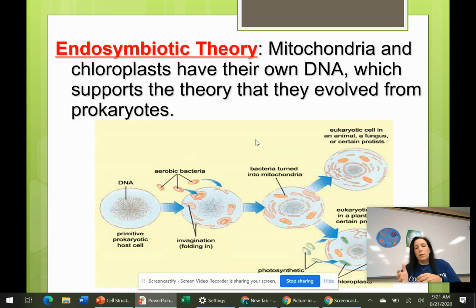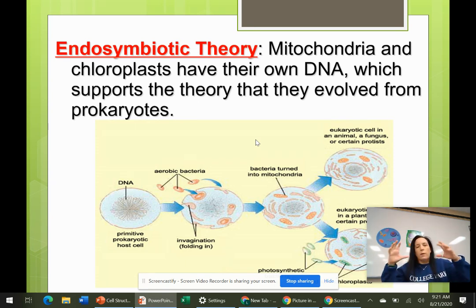And what they believe is, this theory, endosymbiotic theory, is that two prokaryotes were kind of hanging out, and one of the prokaryotes ate or engulfed or folded in another prokaryote. And when that happened, this outside prokaryote became an outside cell, and this inside prokaryote became its own thing, and they believe that it became mitochondria, because mitochondria has its own DNA.